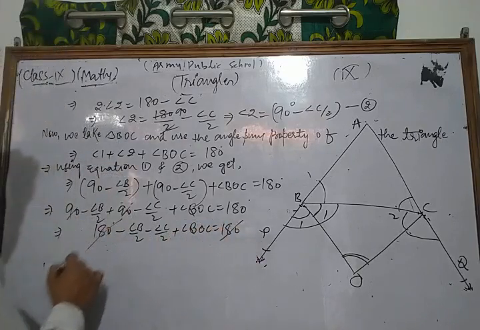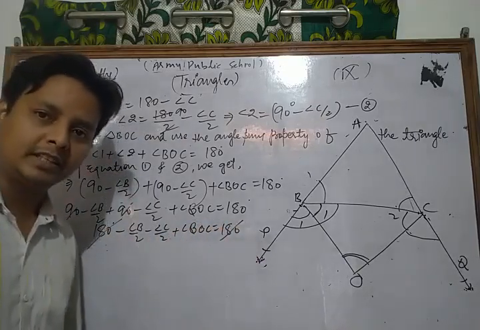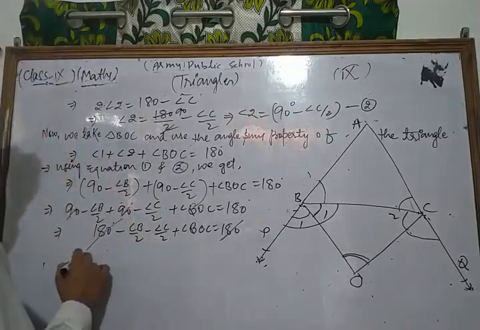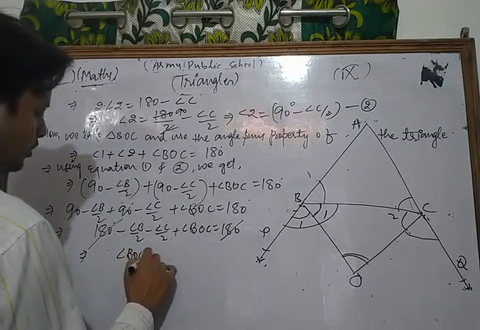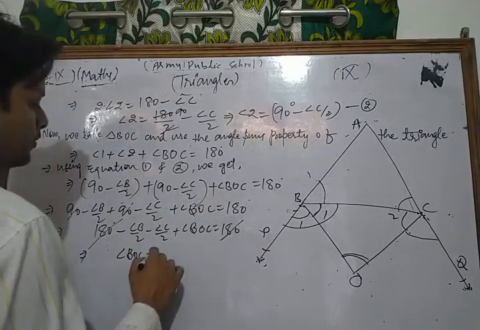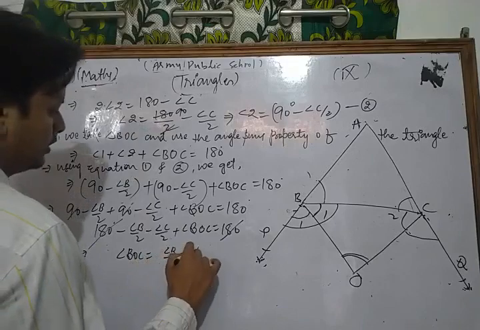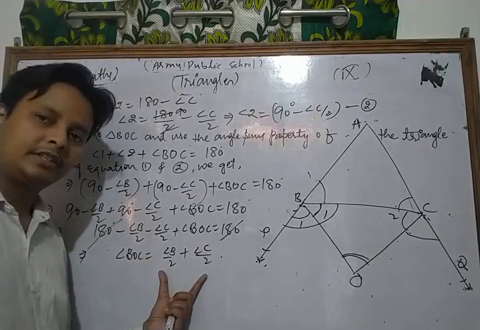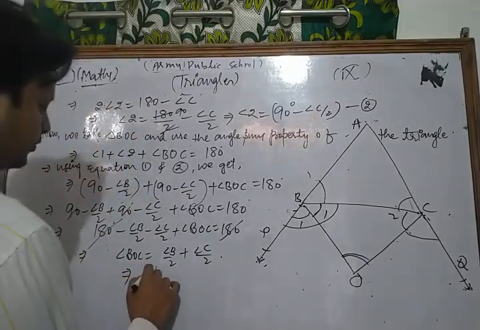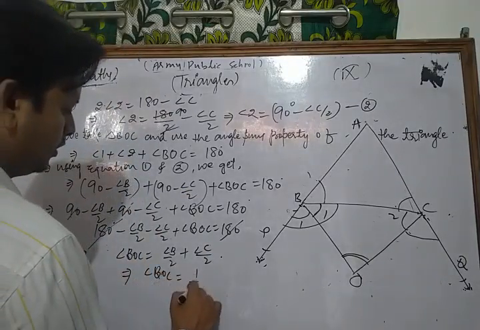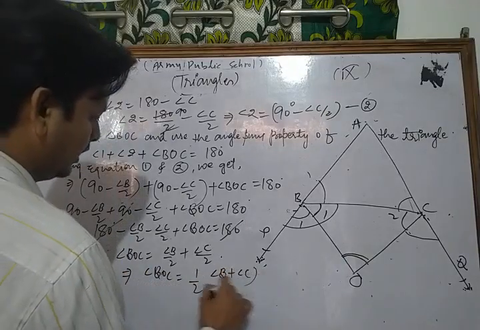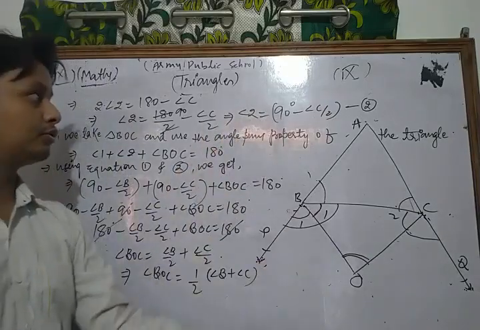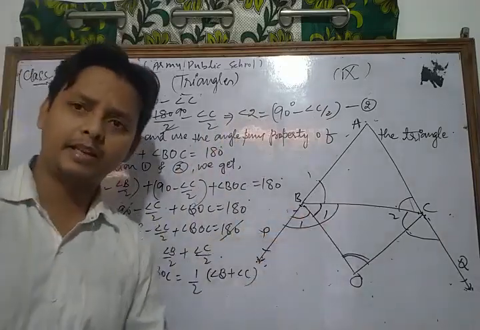Now 180 degree cancel to each other, and we transfer minus angle B by 2 and minus angle C by 2 to that side. So we can write angle BOC is equal to angle B by 2 plus angle C by 2. Okay dear students, now we take the LCM of the denominator, so we get 1/2 of angle B plus angle C, but our result is in the form of angle A. We have to show that angle BOC is equal to 90 degree minus angle A by 2.